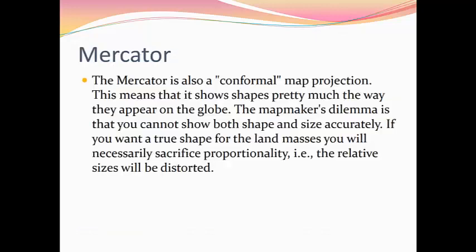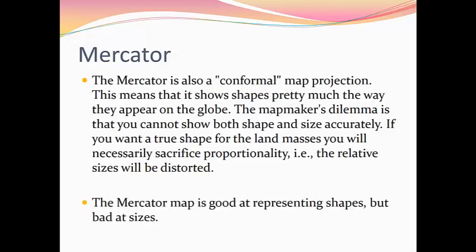And hopefully you found that as well when you were analyzing these two maps and estimating areas. Now, the Mercator map is what's known as a conformal map projection, and this means that it shows shapes pretty much the way they appear on the globe. The map maker's dilemma is that you cannot show both shape and size accurately. If you want a true shape for the land masses, you'll necessarily sacrifice proportionality, meaning the relative sizes will be distorted. So in summary, that Mercator map is really good at representing shapes, but really bad at representing sizes. Now, this made sense.